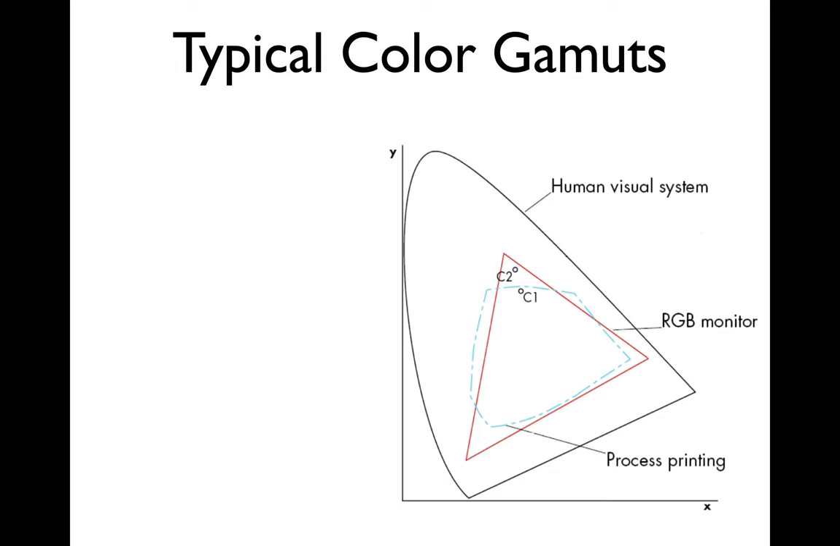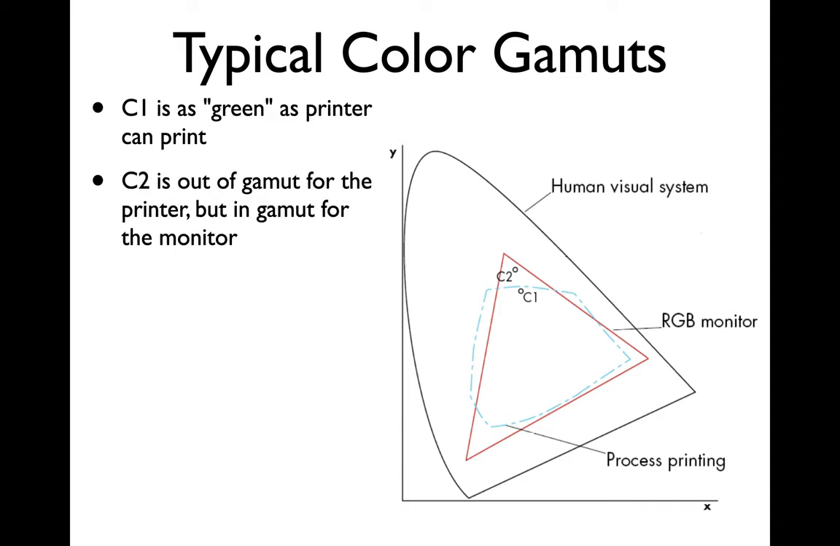Even a literally $120 inkjet printer will have a larger gamut than an offset press. But an offset press can do a million copies in 30 seconds. They're for very different markets, but that's what we're looking at right here. In this diagram, what you can see is C1 right here. This is as green as that printer can possibly print. It cannot print any greener than that. That's the limit. That's the edge of the saturation that that printer can actually do.